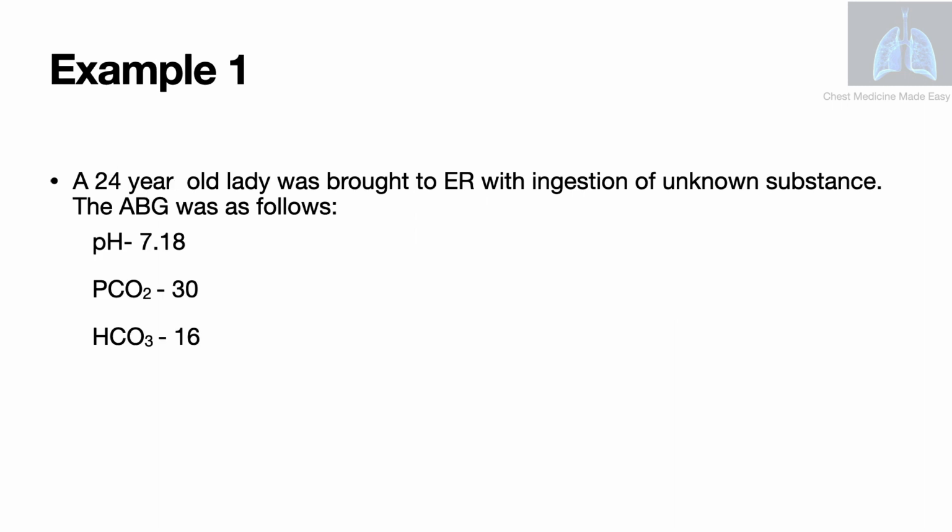Let us look at a few real-life examples. A 24-year-old lady was brought to the ER with ingestion of an unknown substance. The ABG was as follows. The pH is 7.18, the PCO2 30, and the bicarbonate 16.